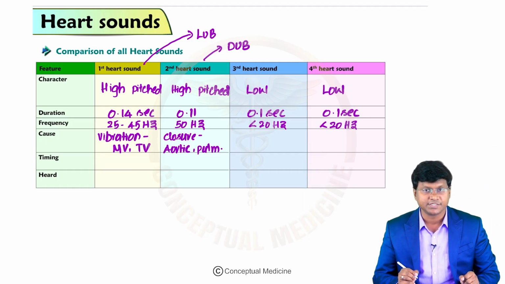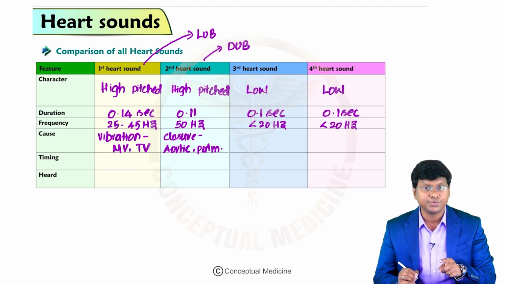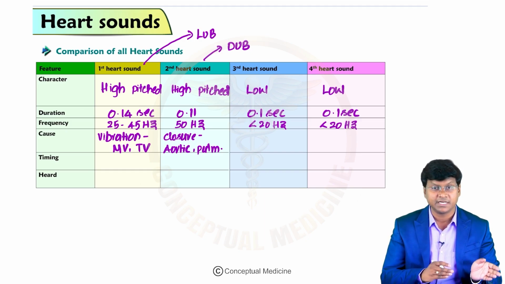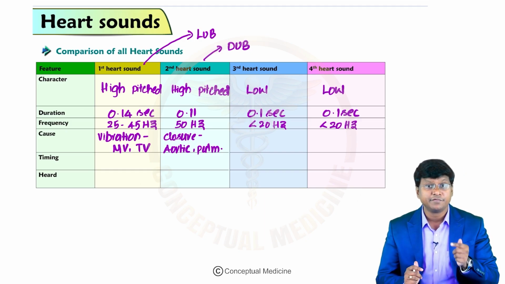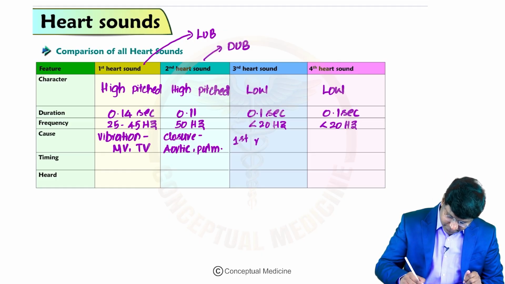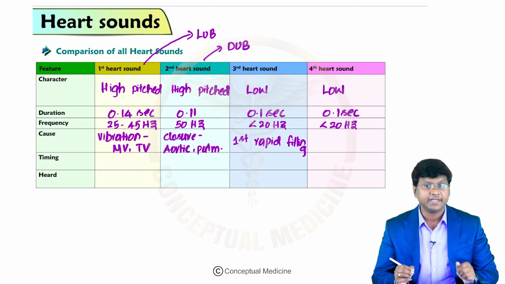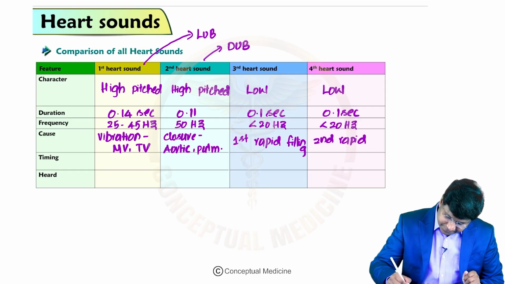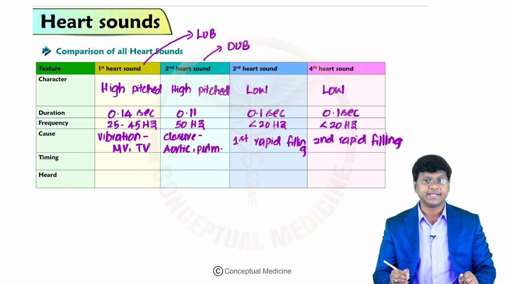And if you take the third heart sound, it is due to rapid ventricular filling in the first phase of diastole, or in the early phase of diastole. So it is due to first rapid filling. And if you take the fourth heart sound, it occurs during the second rapid filling.